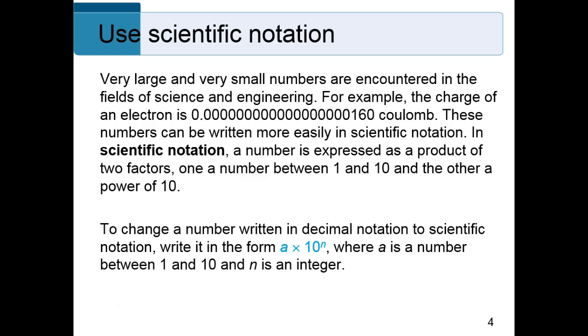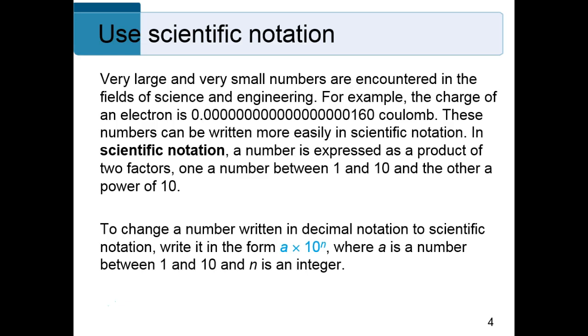So change a number written in decimal notation like we have here to scientific notation. Write it in the form of a times 10 to the n, where a is some number between 1 and 10, and n is some integer. So the a on this one would be 1.60. Now, you might want to ask, why do you put that 0 at the end? Well, it must be significant or they wouldn't have put it there. These zeros up here are not significant. They're just filling places until you get your first significant digit, which is your 1. But the one at the end is significant. So don't lose that.